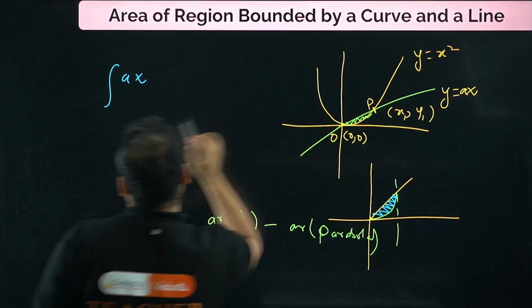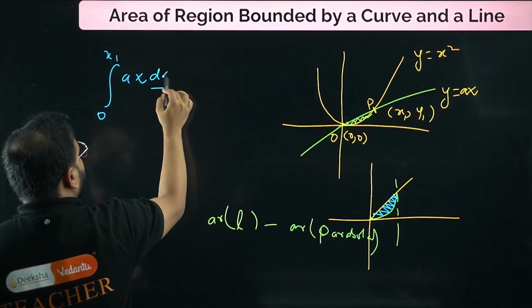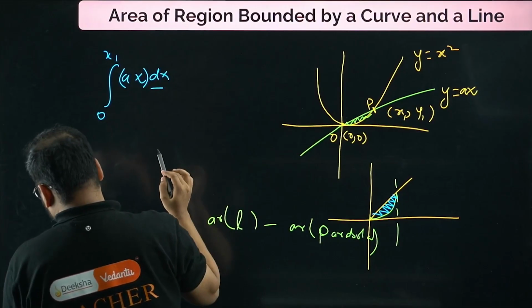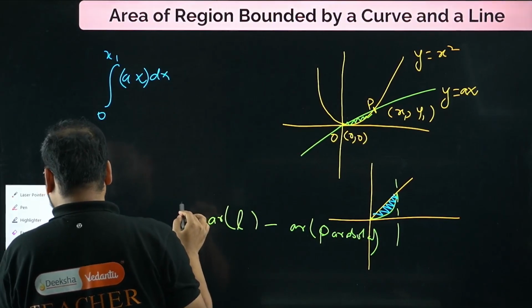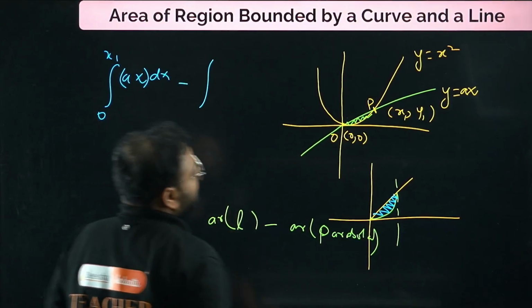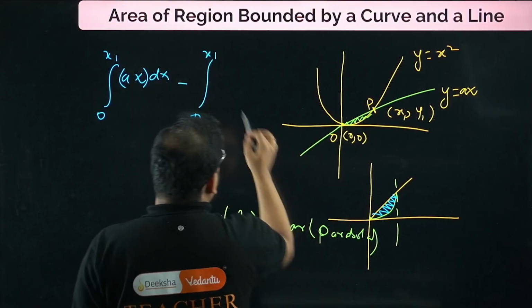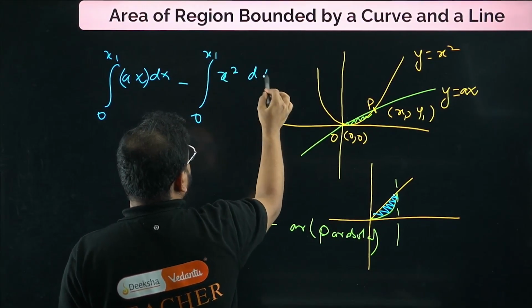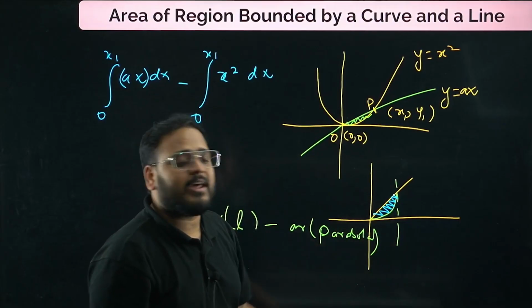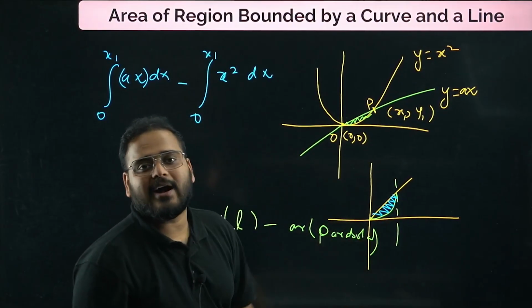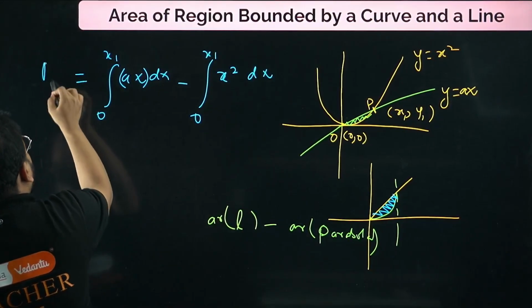Again with a dx, then you'll have a minus sign. You'll integrate again from 0 to x1. What is the function now? x square, with dx. So from the area under the straight line, you take out the area under the parabola and you get the required area. This is the required area.